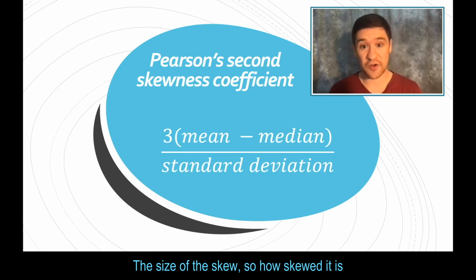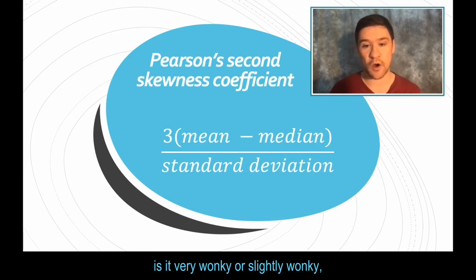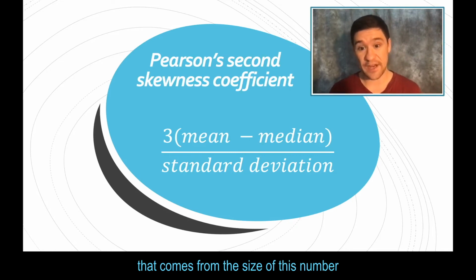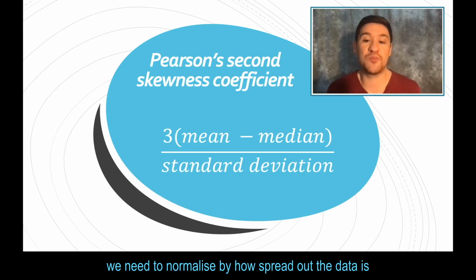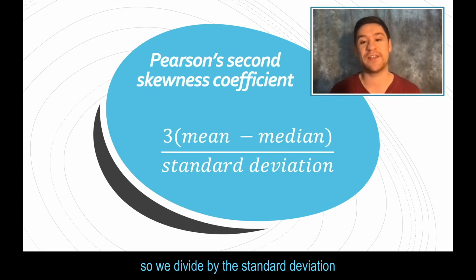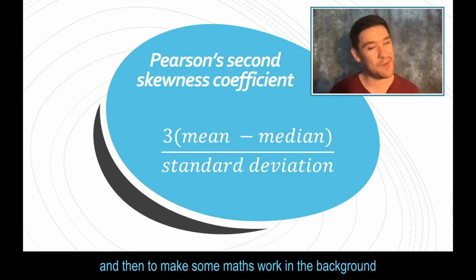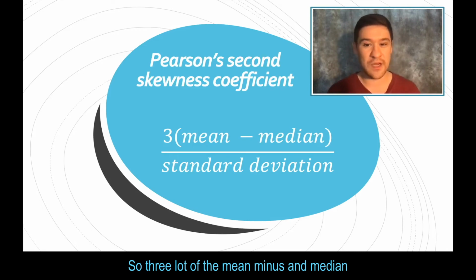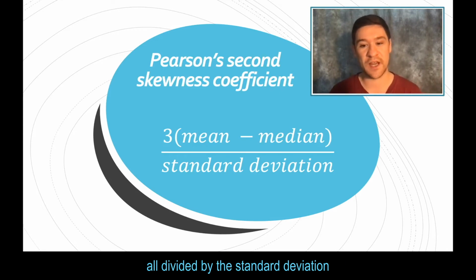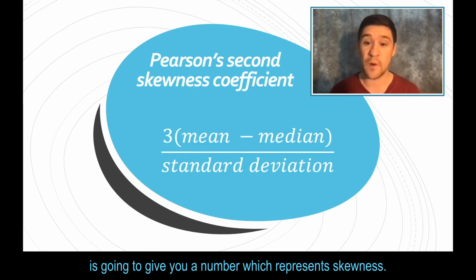The size of the skew, so how skewed it is, is it very wonky or slightly wonky? That comes from the size of this number. But in order to do that, we need to normalize by how spread out the data is. So we divide by the standard deviation. And then to make some maths work in the background, which I'm not going to explain, we also need to multiply it all by 3. So 3 lots of the mean minus the median, all divided by the standard deviation, is going to give you a number which represents skewness.